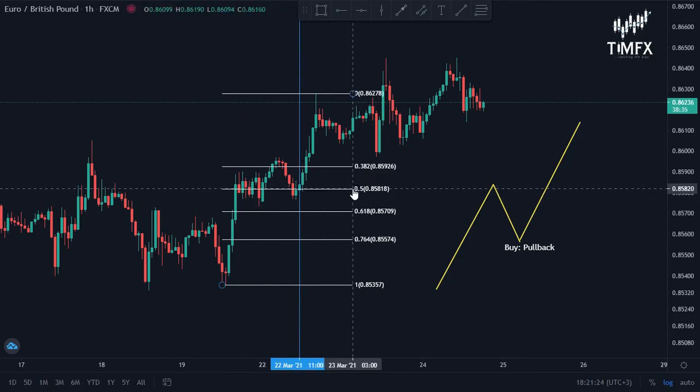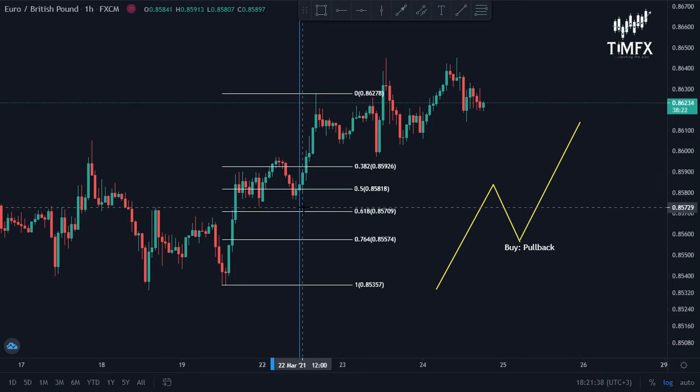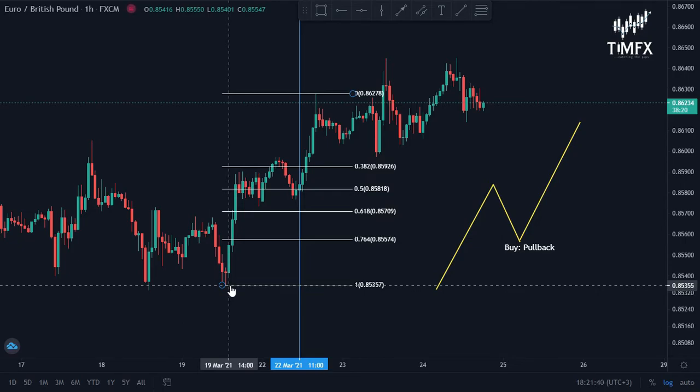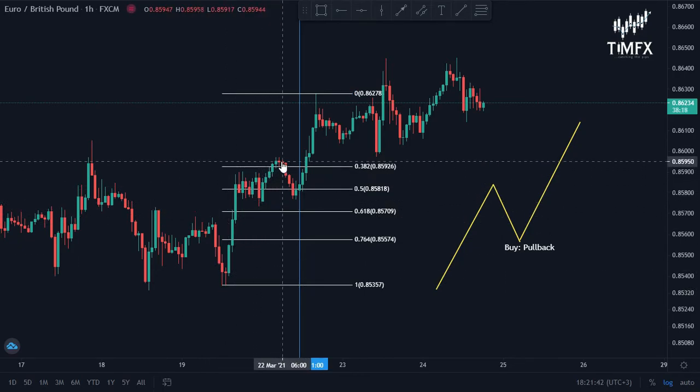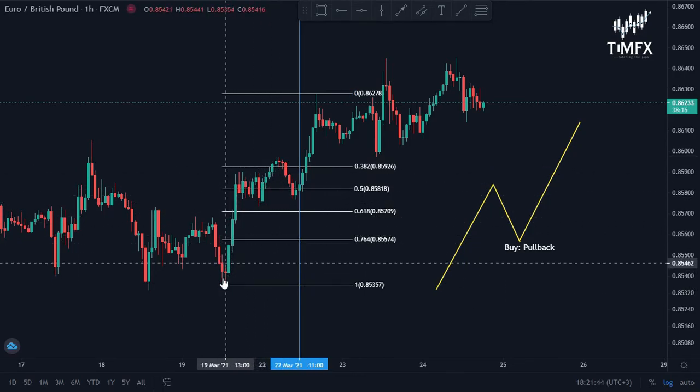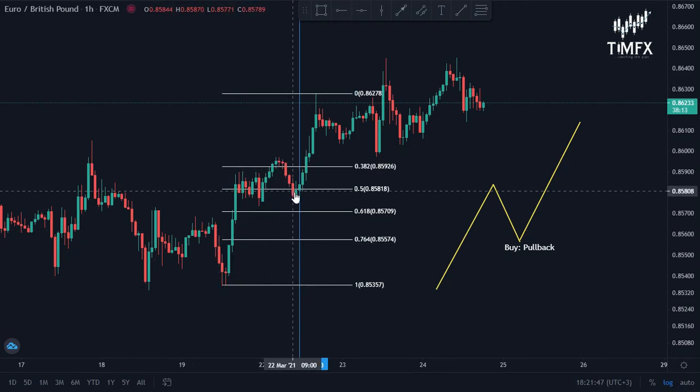I use it a whole lot and it helps me. So the price was unable to break below the 50% Fibonacci level, and another candlestick was unable to touch this 61.8% Fibonacci level. So this is just like a retracement. It's not a reversal. There's a difference between retracement and reversal. So it went up here, came here, then went back up. It continued its uptrend. So because of that, we are going to buy at this point.